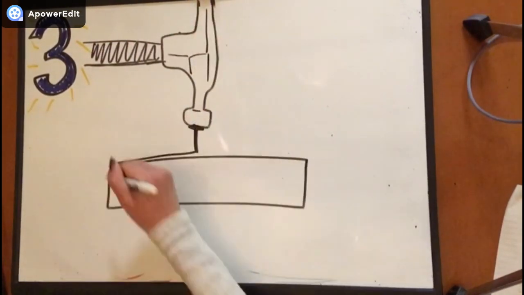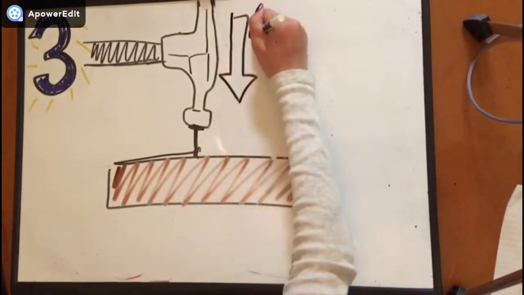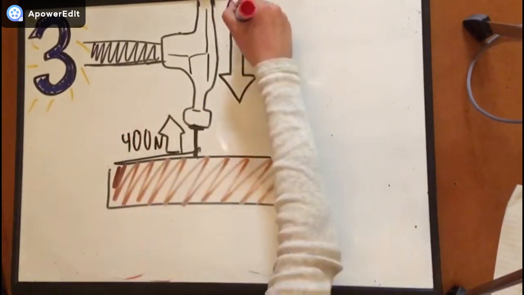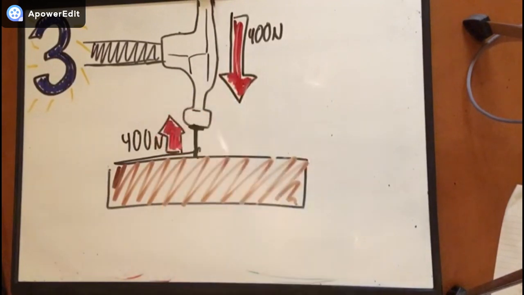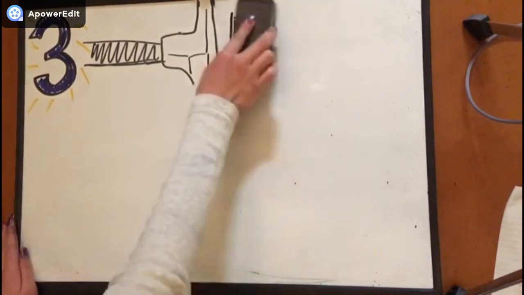When a hammer hits a nail on the head with a force of 400 newtons, the nail exerts the same amount of force back onto the hammer, 400 newtons. That's why the hammer does not bounce back when it hits the nail.